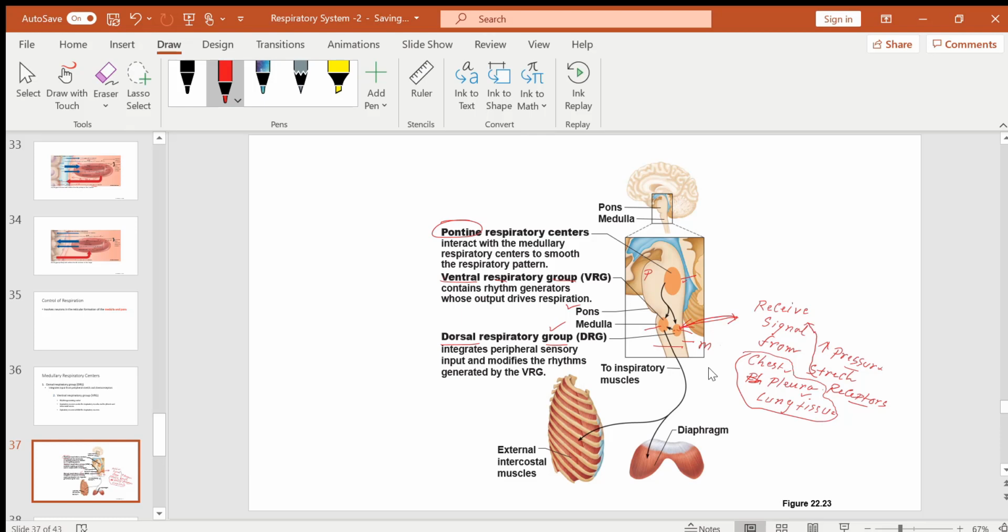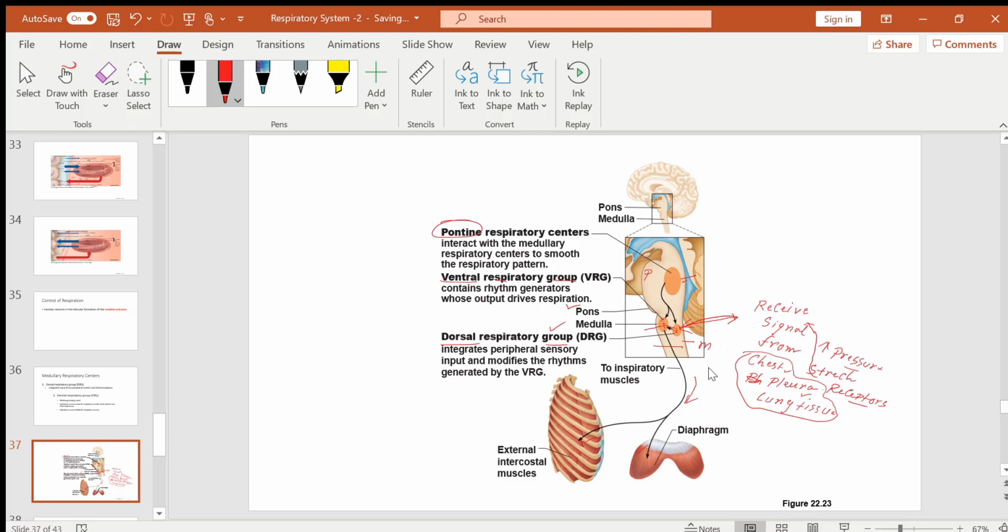Okay, and when the lung expands enough, the dorsal center will send a signal to the ventral, and the ventral will do what? It will send an output signal to the intercostal muscles and diaphragm, and will tell them to stop because the lung has expanded enough. So these muscles will relax, and that will end the inhalation.